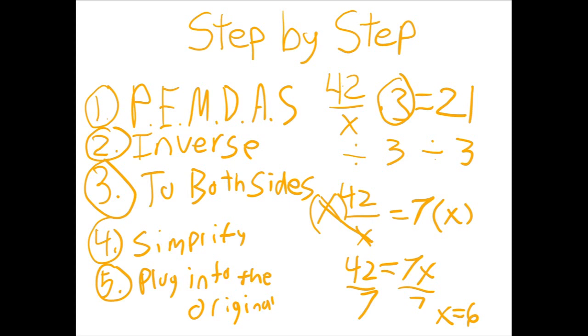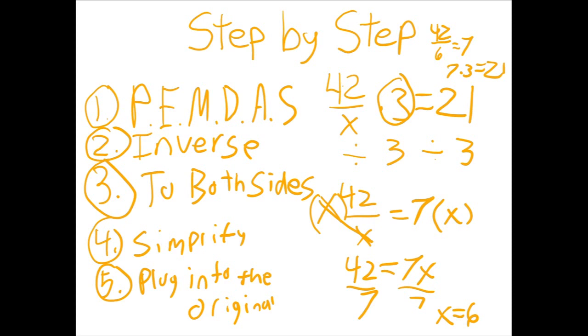So let's plug that 6 back in. So 42, I'll just do it up here. 42 divided by 6 simplifies down to 7. And 7 times 3 does equal 21. So our x value satisfied the equation. So that means we did it correctly.